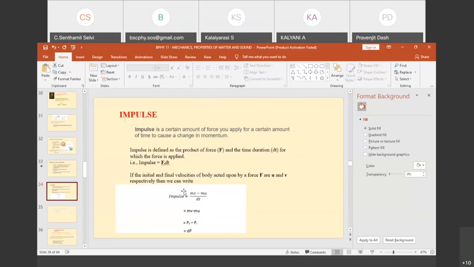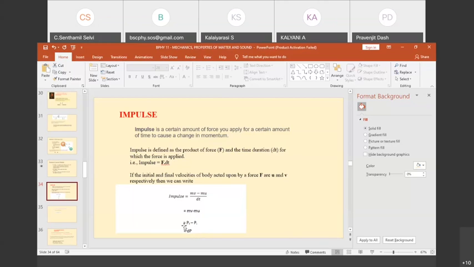If you don't understand, note it here. Impulse F into dt. So F is equal to m into a. Instead of F, put m into a, m a into dt. A is equal to dv by dt, that is rate of change of velocity. So dt also cancels. Remaining you have m into v minus u. That is momentum, final minus initial. So we can say it is equal to dp.